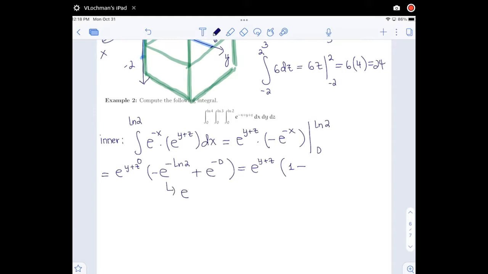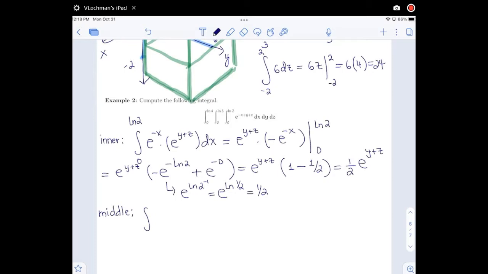This is e to the power natural log of 2 to the negative first power. So that's e to the natural log of 1/2. So that's just 1/2, right? So I get 1/2 e to the power y plus z. Okay, so that's done.